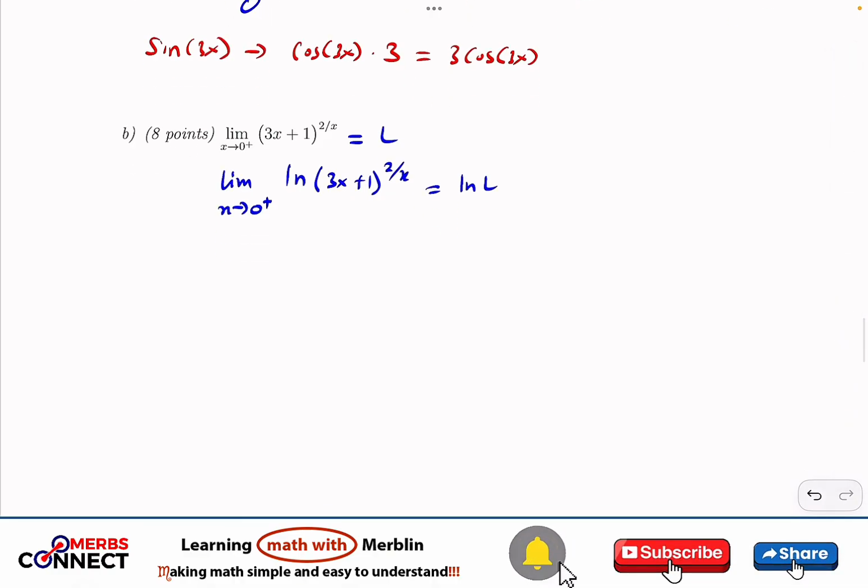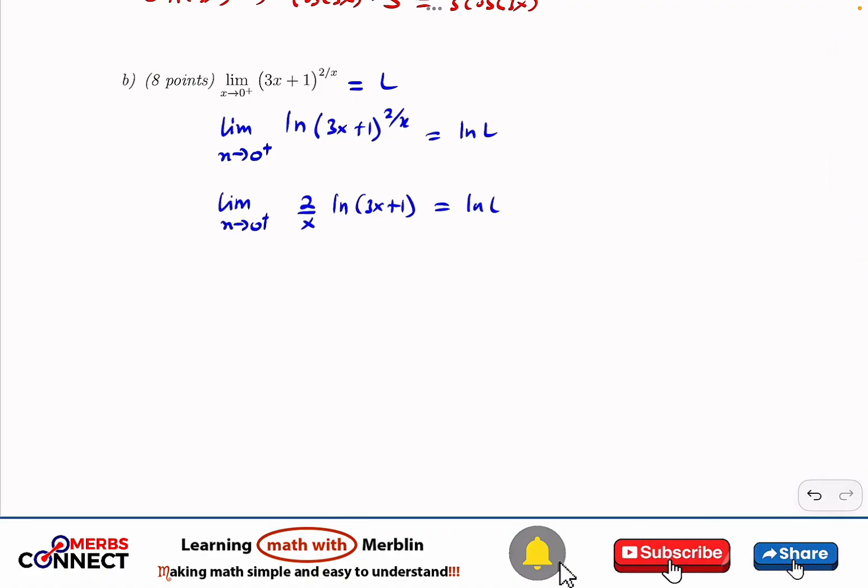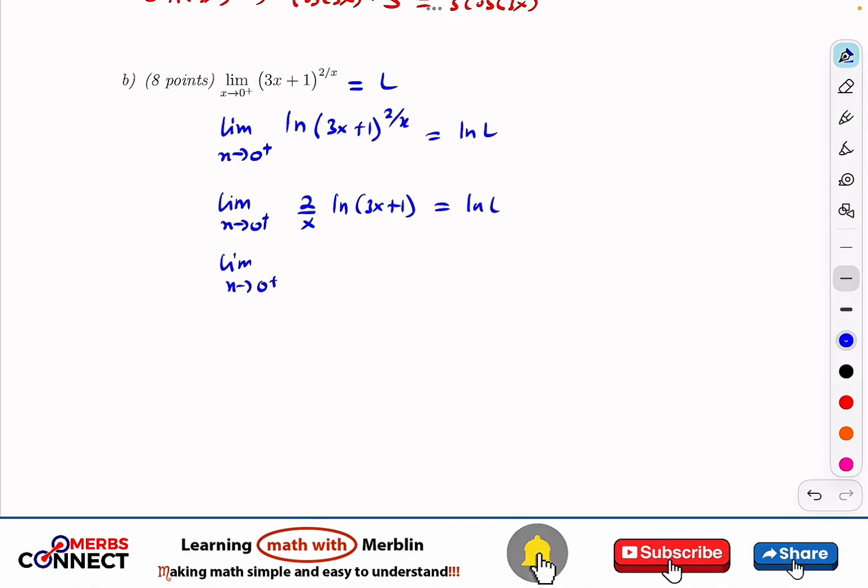Now, this natural log will help us to bring this down. So now this will be the limit as x approaches 0 from the positive of 2 times ln of 3x plus 1, divided by x, which is equal to ln of L. Now let's see something here. This is already divided, so we can write this as the limit as x approaches 0 of 2 ln of 3x plus 1 divided by x. So this is true.